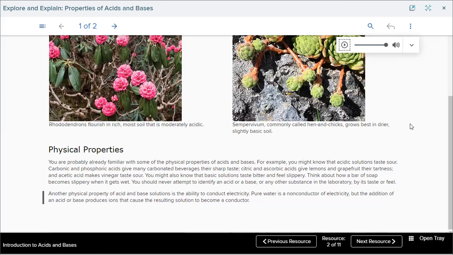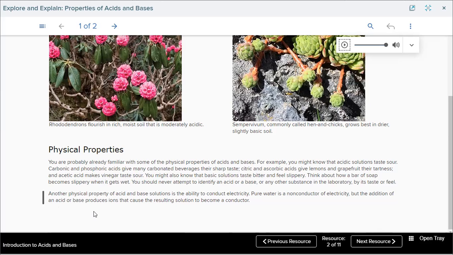No, due to the absence of impurities, or absence of salts, because it's pure water. So pure water has no impurities or has no salts, so it's a bad conductor of electricity. But the addition of an acid or base produces ions that cause the resulting solution to become a conductor.